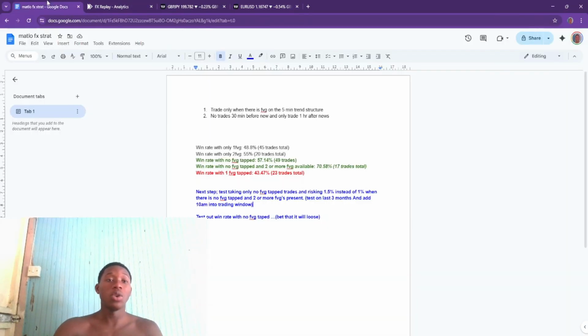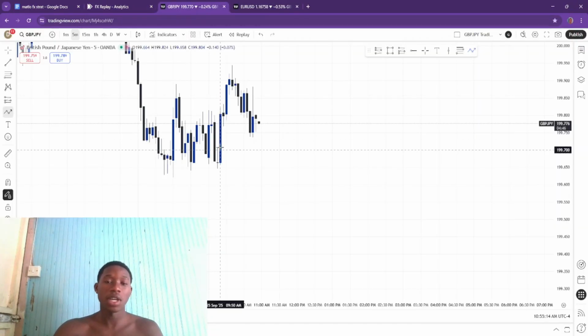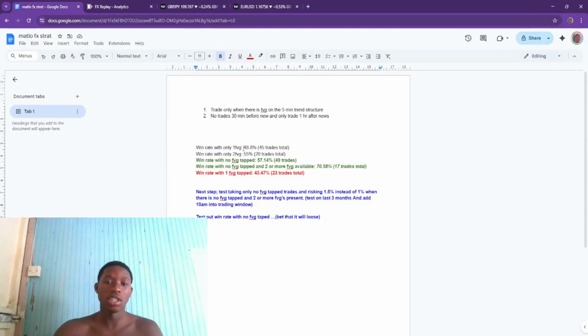We also did loads of back testing and we got some amazing data. So a trend leg with only one FVG, meaning a price movement with a swing high and a swing low like that, one, two. A trend leg with only one FVG has a 48% win rate. A trend leg with two FVGs has a 55% win rate.